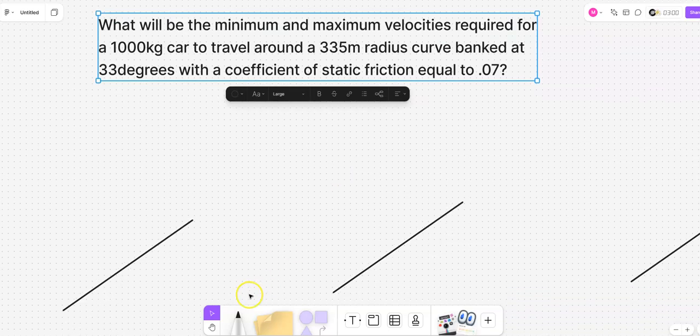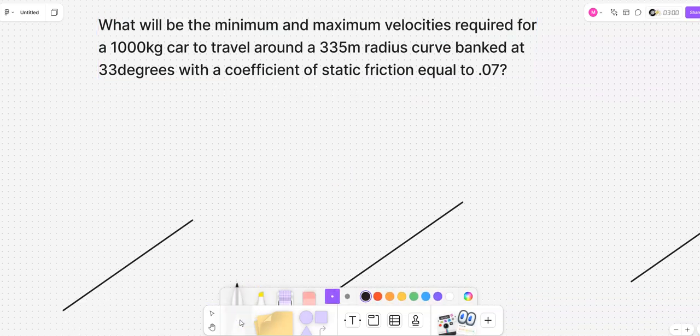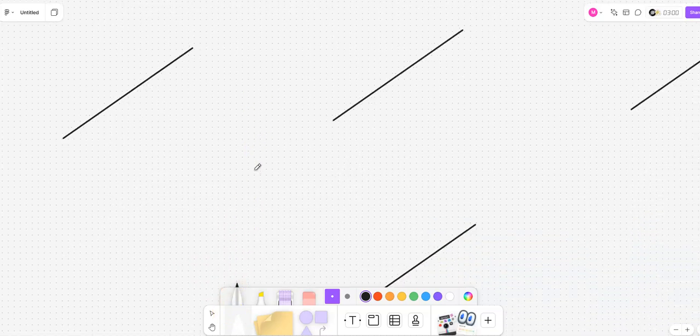Okay, so first thing we need to do is derive a formula. So I'm going to come back to this in a little bit. Let's come up with a derivation for this. Let's put a car on a curve. Let me draw a little line here. This is the angle theta, which is going to be 33 degrees, but we don't need to know that yet.